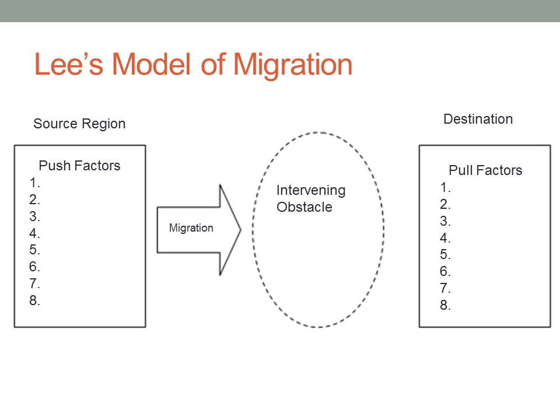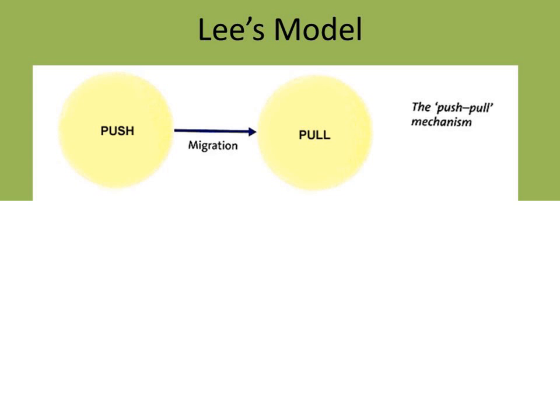So make sure that you have those associations built in there, and there's a couple different visuals that we could see. For example, here is a much more simplified version of Lee's model. You have a push factor or several push factors that force you to migrate, that leads to a new destination that you are drawn to by pull factors. All right, and so we could just call this, as you see up there, the push-pull mechanism.